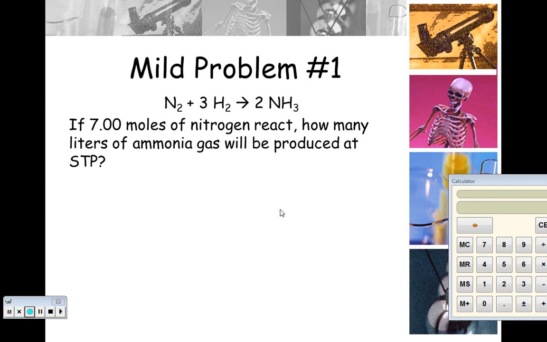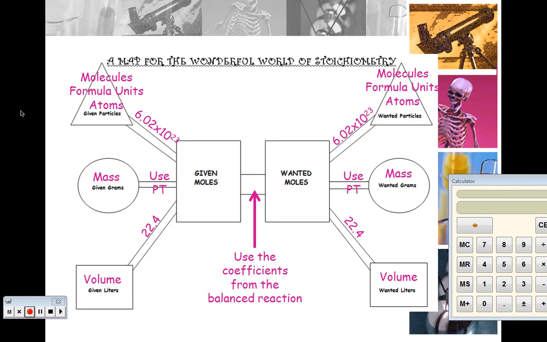We're starting where? With 7. We're starting with the moles of nitrogen, which is given, right? And then I'm trying to find what? The liters of ammonia. So if I were to go back to my map, let's draw our path. Where am I starting on the map? I'm starting at given moles. And I'm trying to get to wanted moles.